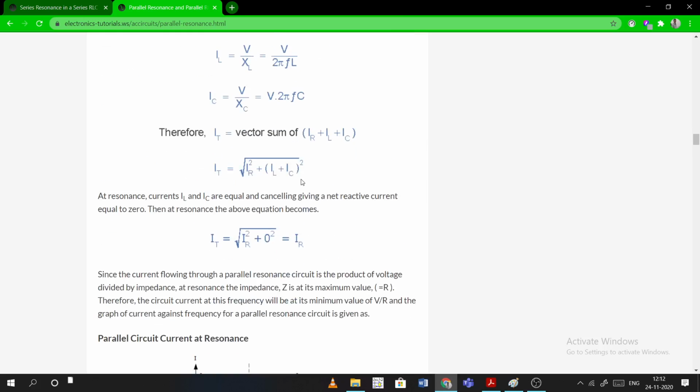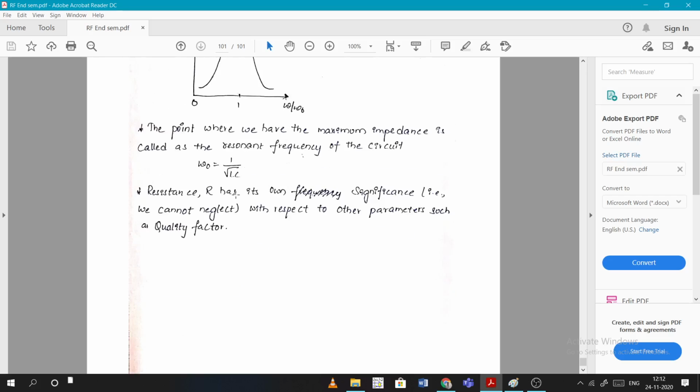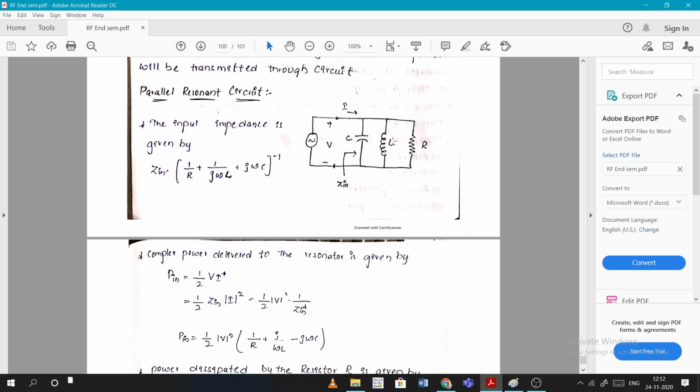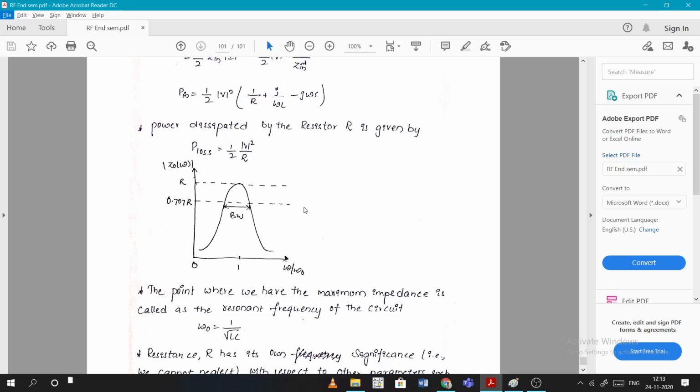The formula is the same thing, 1 by root LC only. The resistance R has its own significance, we cannot neglect it with respect to other parameters such as quality factor. So what we can conclude here is that at the resonating frequency we get a value of R, which means the circuit works with the resistor only. At that resonating frequency we can remove the inductor and capacitor. It depends only on the resistance of the resistor. In parallel also, at the resonating point, XC is equal to XL, so that becomes 0 and only R is left.